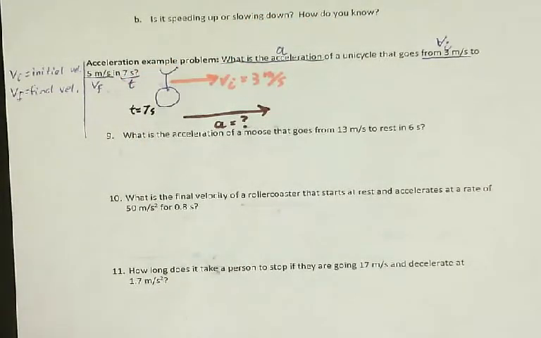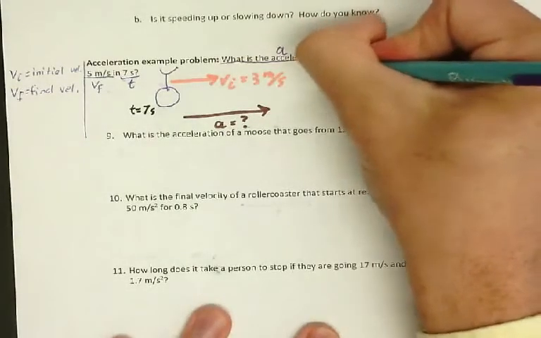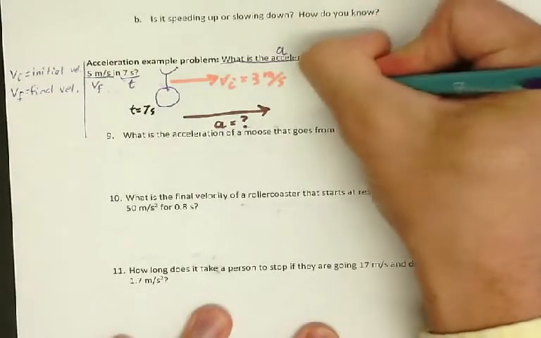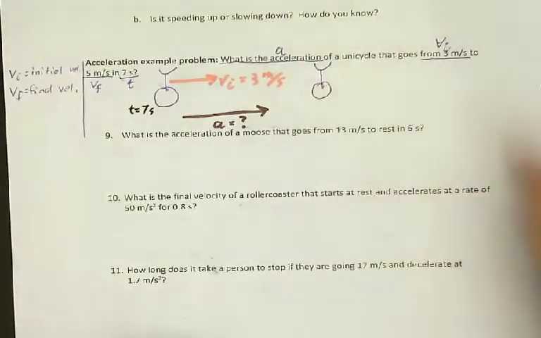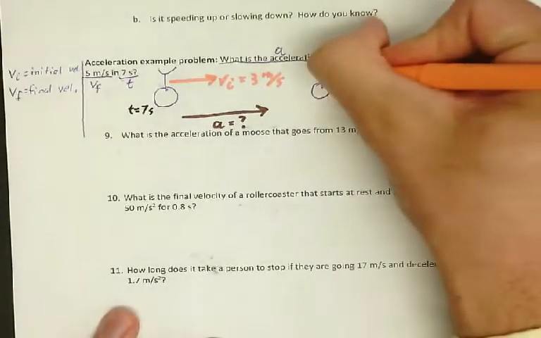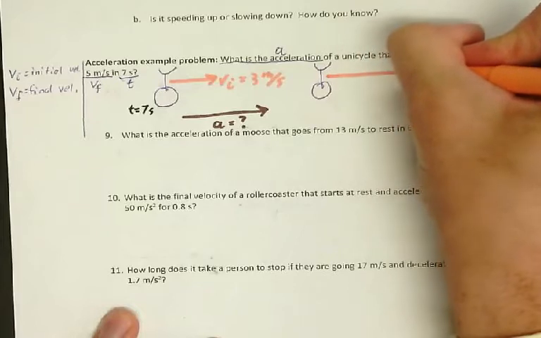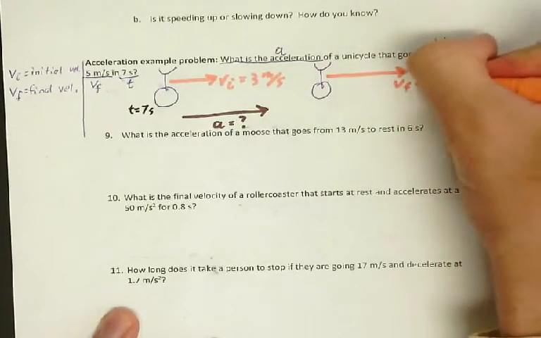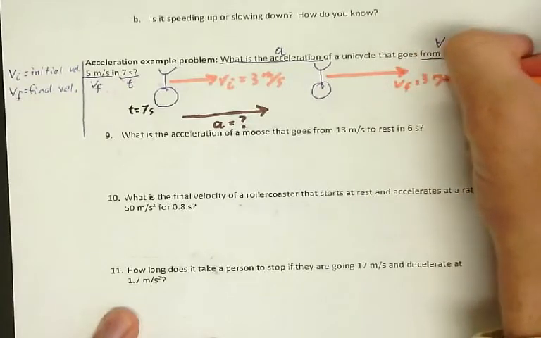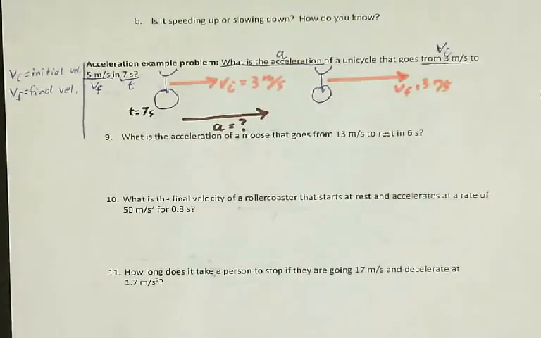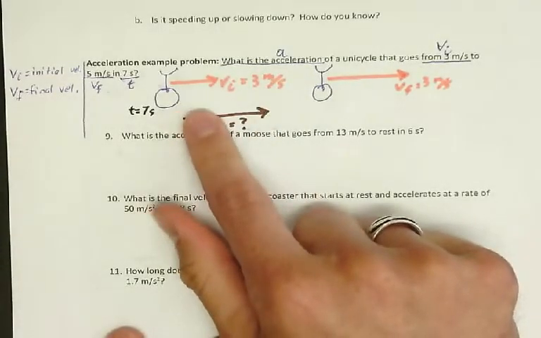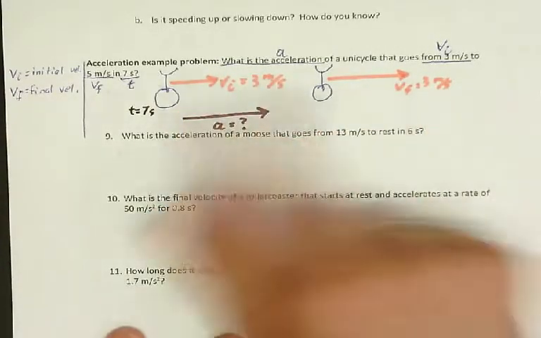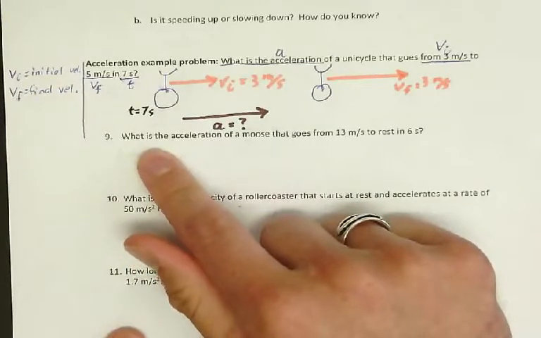And lastly, I need to draw my final velocity. The way I do that is I draw a second unicycle, kind of like a before and after. And I draw a larger arrow because I'm going faster now. And I write VF, 5 meters per second. I'm going to run out of room real fast. Okay, I drew my diagram. I labeled my knowns and unknowns. So now I'm ready to set up the equation.